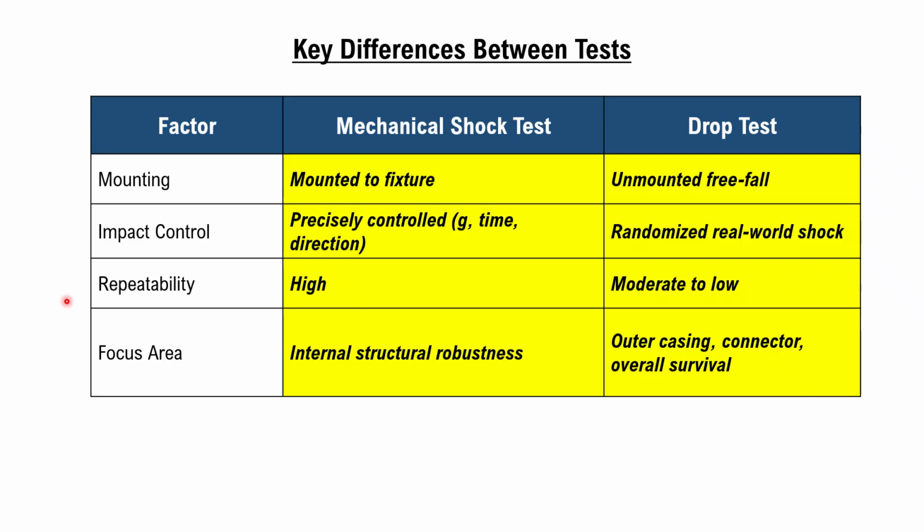Repeatability: the mechanical shock test is highly repeatable, and in case of the drop test, moderate to low. Focus areas: the mechanical shock test focuses on internal structural robustness, whereas the drop test focuses on the outer casing, connector, and overall survival.